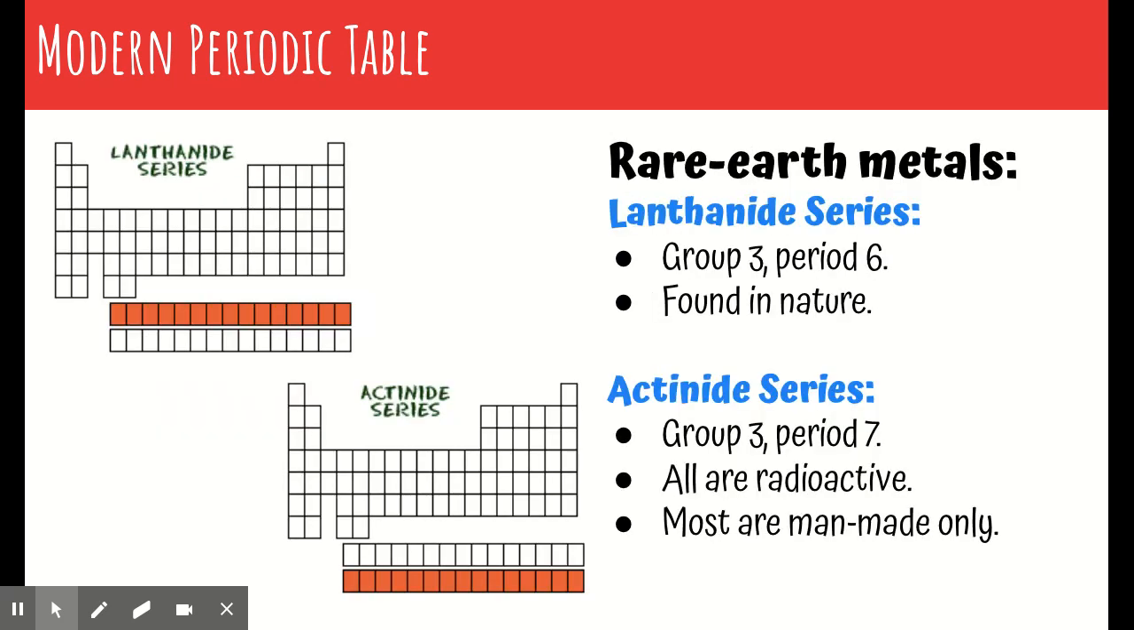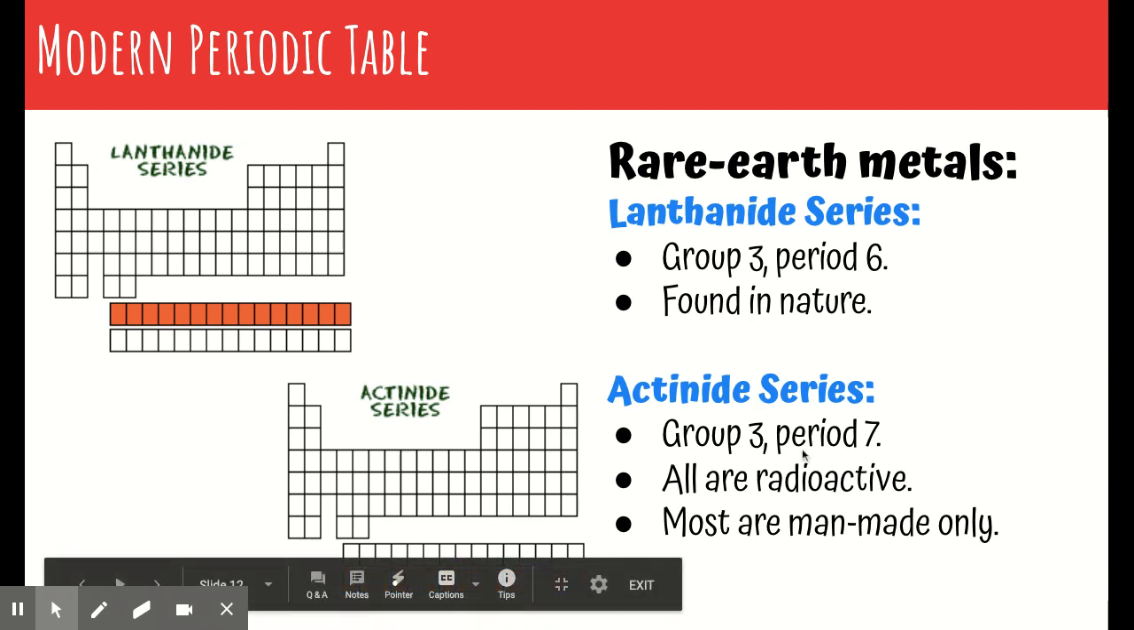Down at the bottom, you have your rare earth metals. Okay, so this is like your F sublevel down here. The first family is going to be the lanthanide series. This is group 3, period 6. These are found in nature, so you could find cerium or erbium or whichever. There's a whole bunch down here. You could find these on Earth somewhere. They have been discovered. And then down beneath that, you can have the actinide series.